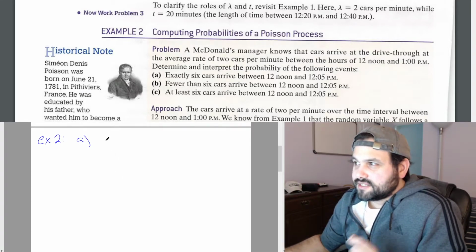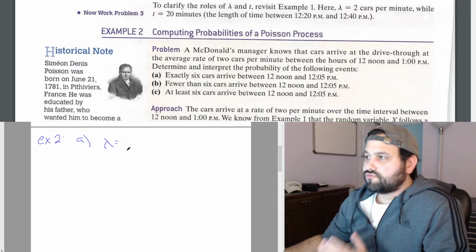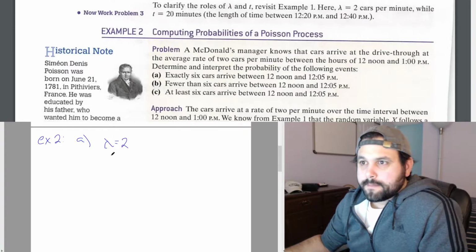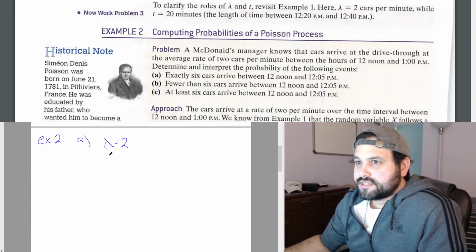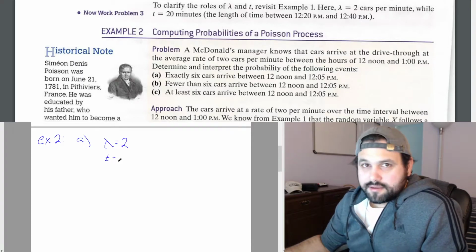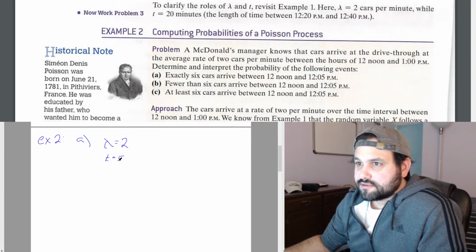Because it's saying exactly 6, well, let me not get ahead of myself. Lambda, what's the rate? The rate is 2 cars per minute. T, what's the interval we're talking about? In part A, we're talking about from 12 noon to 12:05, so that's 5 minutes, right?